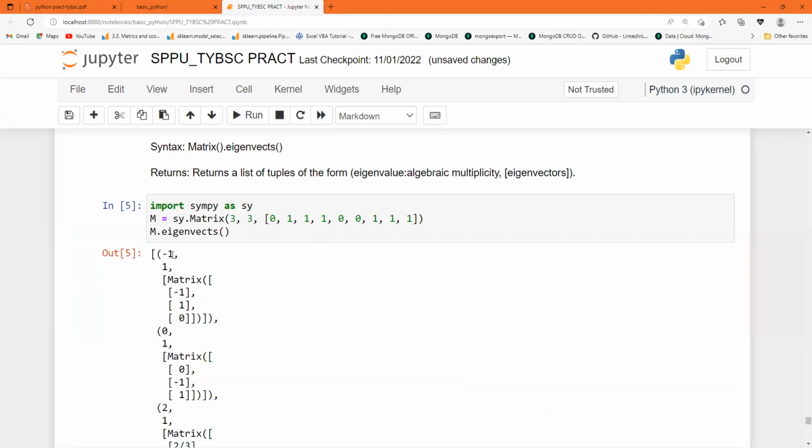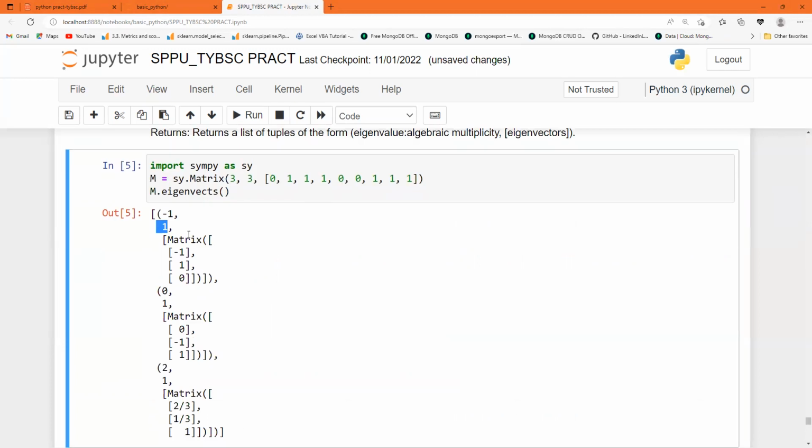So we will get, guys, -1 is the first eigenvalue, and it is repeated one time. With respect to the eigenvalue -1, this is the eigenvector: -1, 1 and 0. The second eigenvalue is 0, guys.